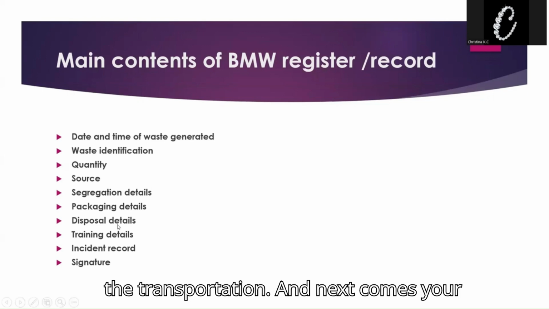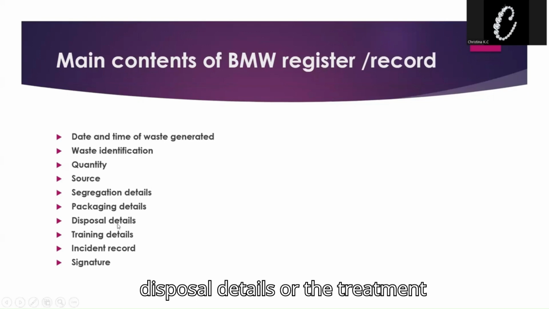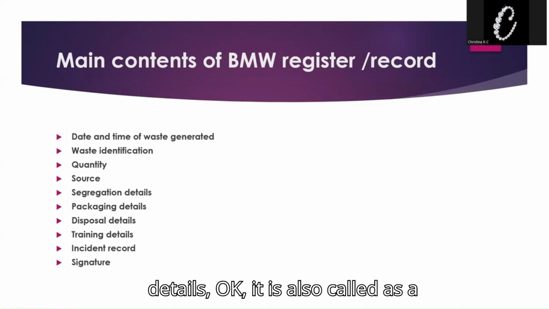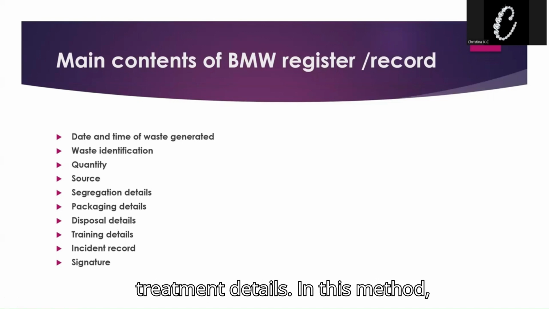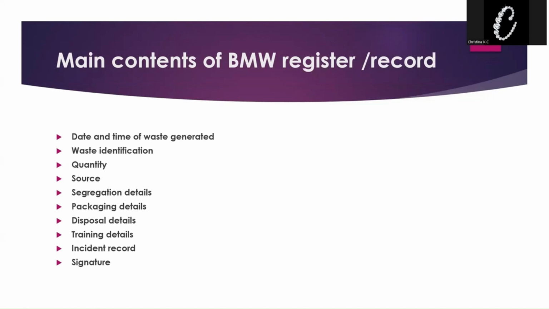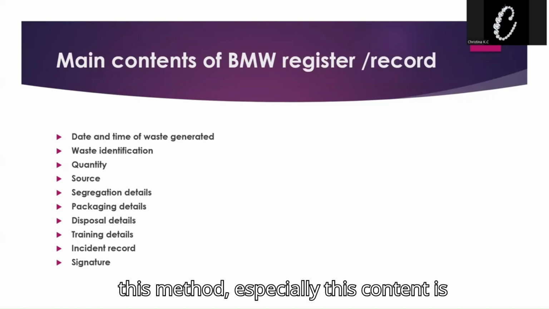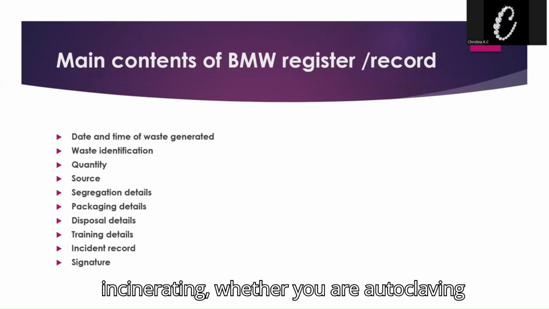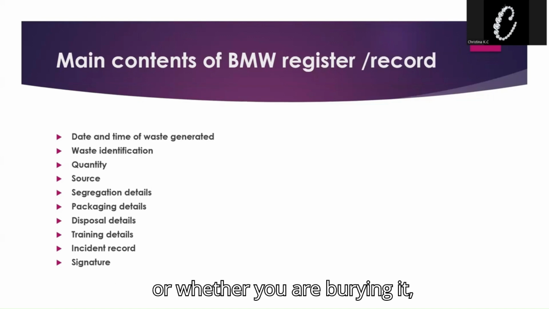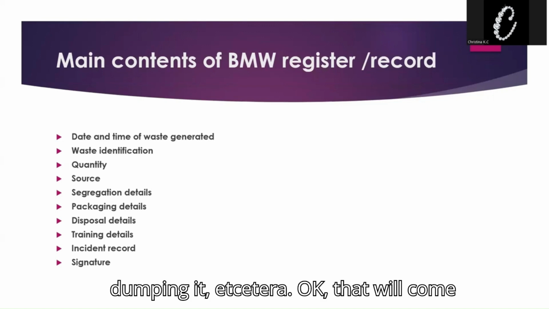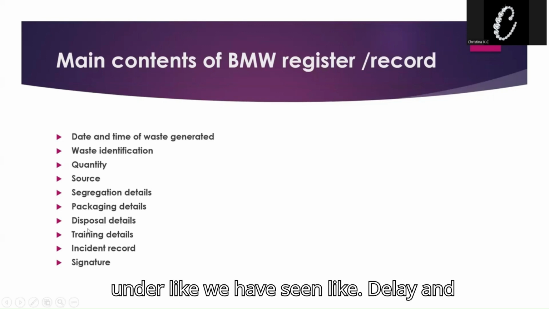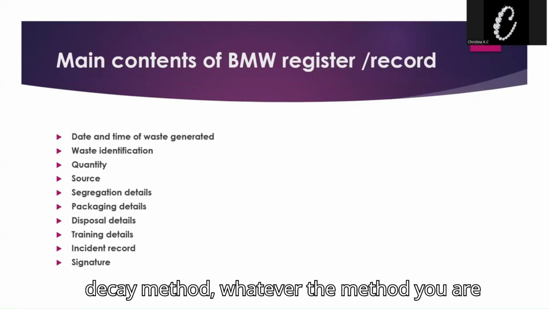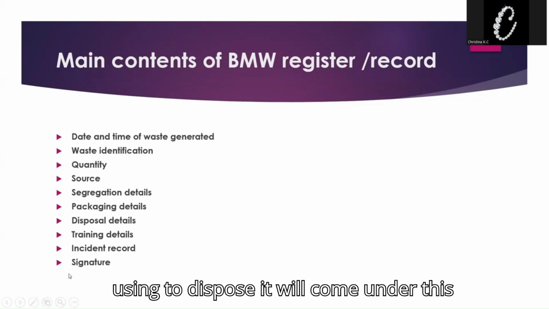And next comes your disposal details. This is also called treatment details. This content is used to record how the waste is treated, whether you are incinerating, autoclaving, or burying or dumping it, etc. That will come under, like we have seen, the delay and decay method, whatever method you are using to dispose of it will come under this.